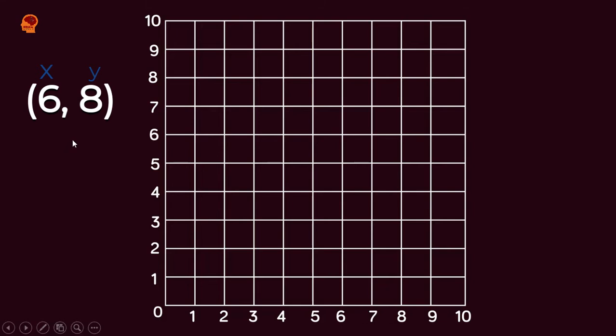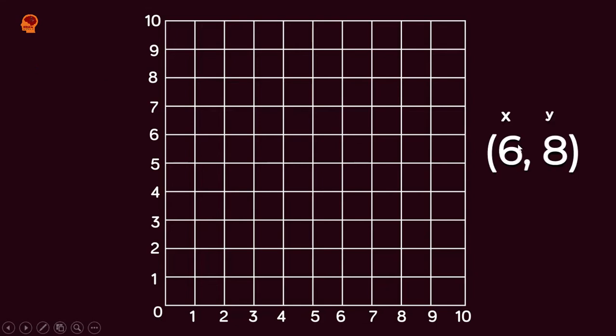When you are asked to locate a distance or a point on a graph or on the map, the first thing you should do is label your point x and y, and then plot x on y. Let me explain with this example. Take for example 6 and 8, which is a point.